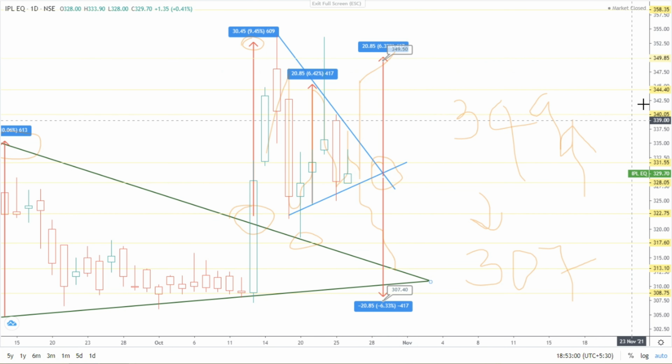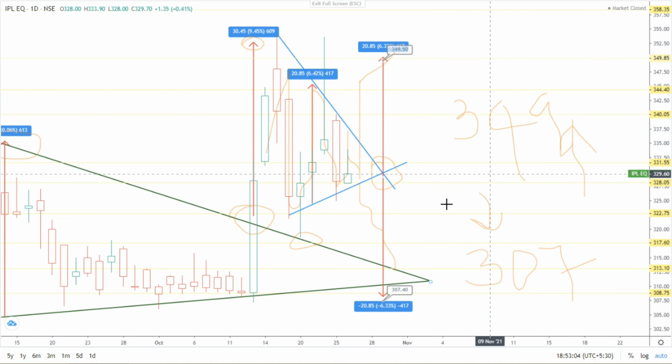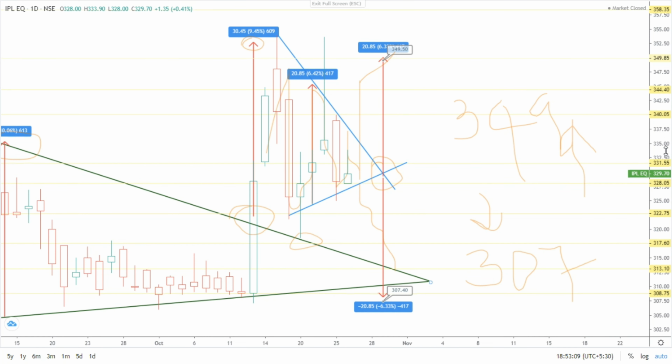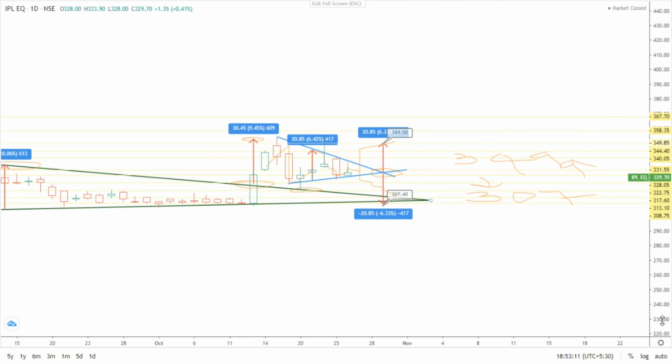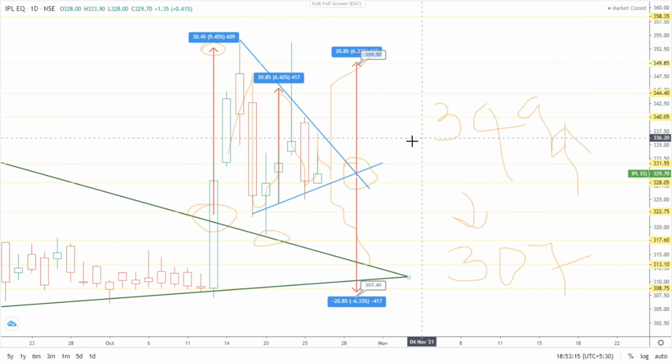So this is the complete analysis of the Indian Pesticides Limited stock. You can note down these points or take a screenshot. 349 and 307. Okay, thanks for watching.